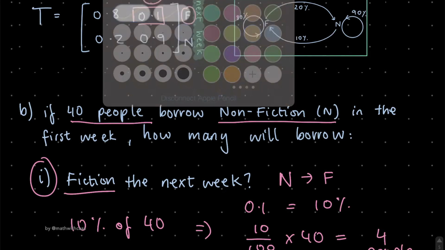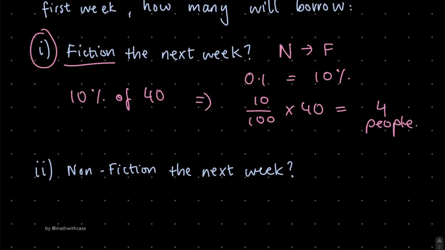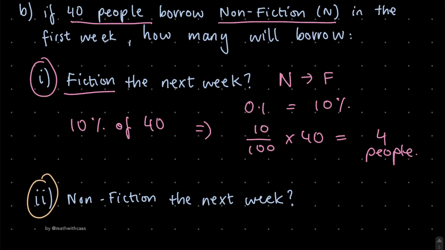Okay, so let's have a look at the second question now. So question B, number 2. So same thing, if 40 people borrow non-fiction the first week, how many will borrow non-fiction in the next week? So this time it's non-fiction to non-fiction.